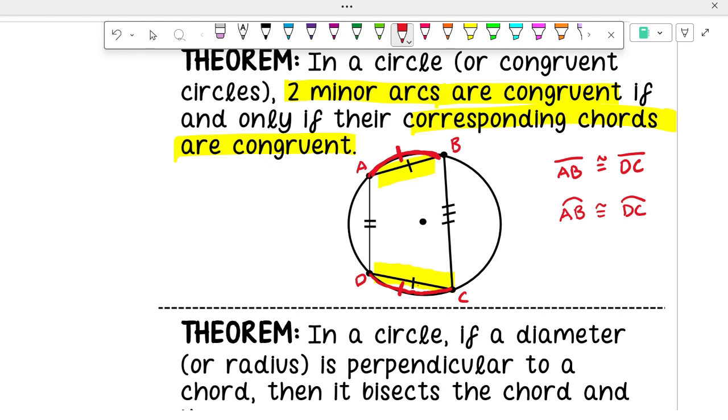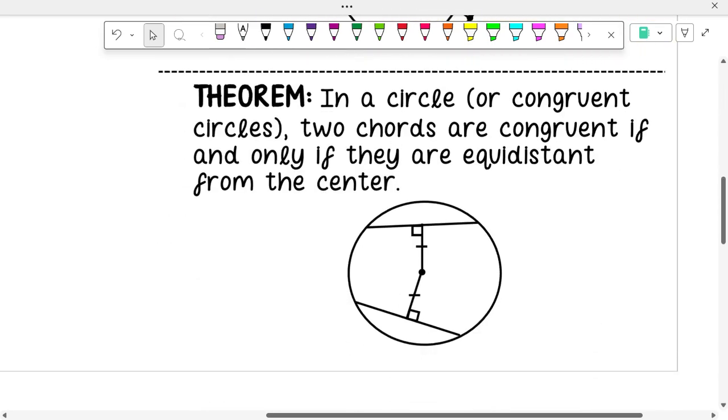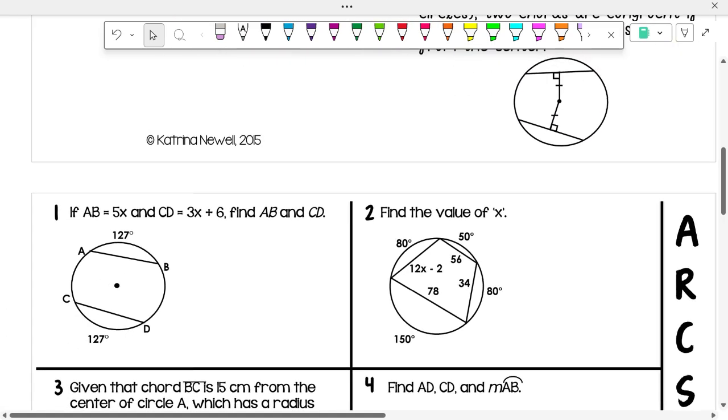Now, why would AD and BC not be congruent? Their measures are different. How do you know their measures are different? They have different number of ticks, right? So remember, it's a matching game when it comes to the ticks. They have to have the same number of ticks in order to be congruent. So on the other hand, the arcs would also not be congruent. So let's look at examples 1 and 2 in terms of that theorem.